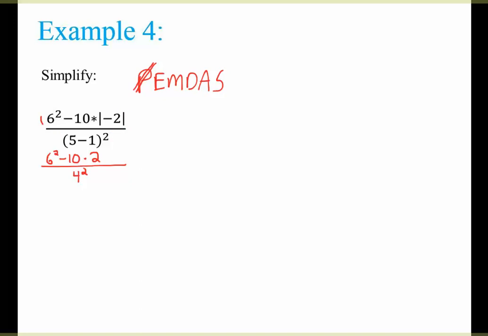I do have exponents on top and exponents on bottom, so 6 squared is going to become 36. So 36 minus 10 times 2 over, and 4 squared becomes 16. So no surprises there. And that would be my exponents phase. Then I have multiply and divide.